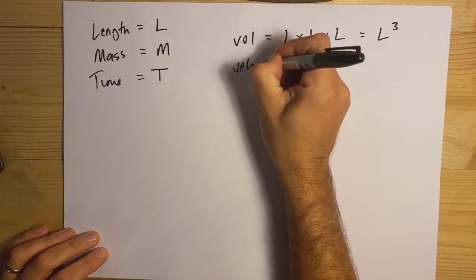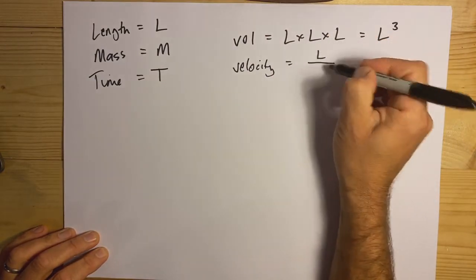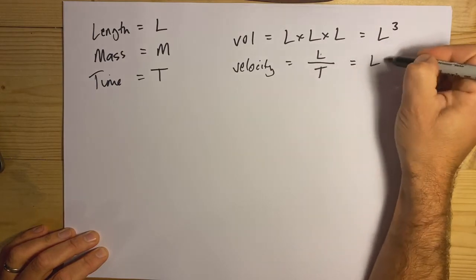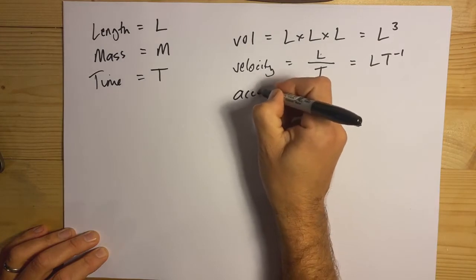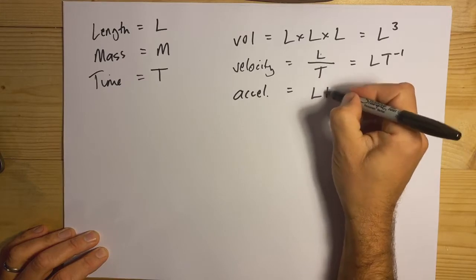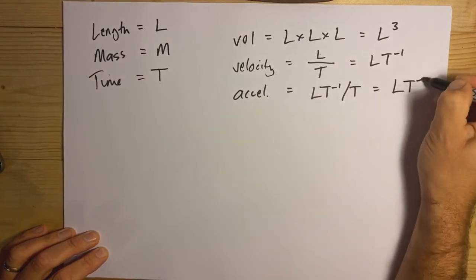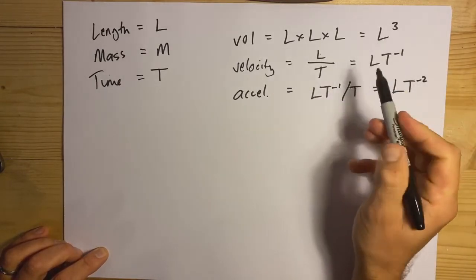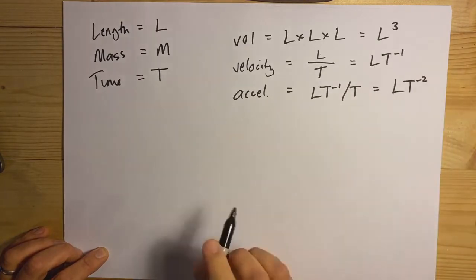Velocity, that is given by a length, distance, divided by time. So that has dimensions L divided by T, or L T to the minus 1. Acceleration, that is velocity divided by time. So L T to the minus 1 divided by T, which is the same as L T to the minus 2. Okay, so the dimensions of volume are L cubed. The dimensions of velocity are L T to the minus 1. Acceleration L T to the minus 2.